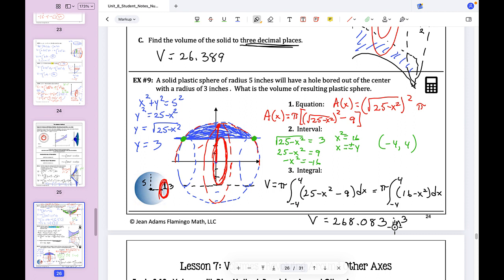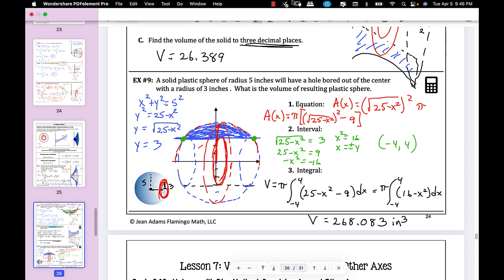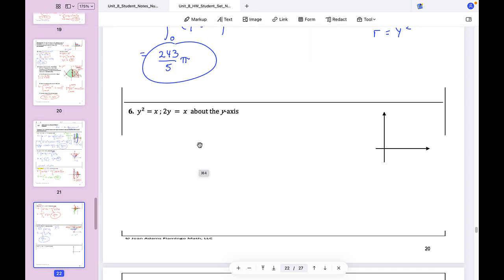Okay, so I am going to pull up the homework exercises for this section. We're going to look at number 6. We did numbers 1 to 5 already. This is rotating around the y-axis.